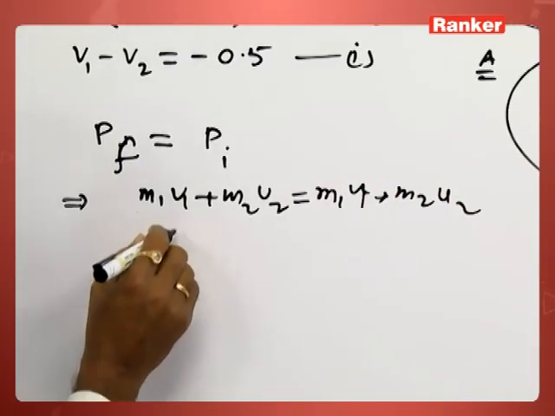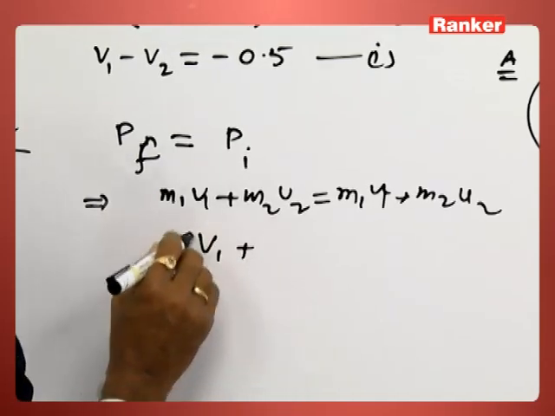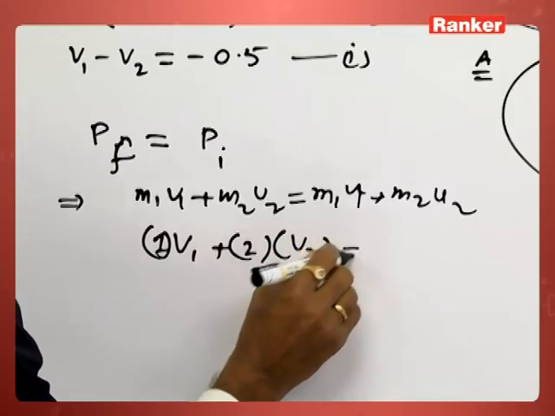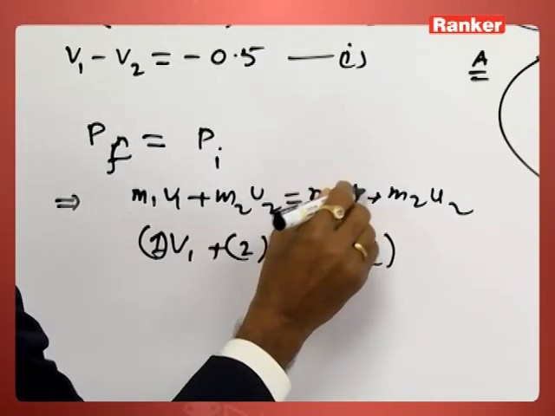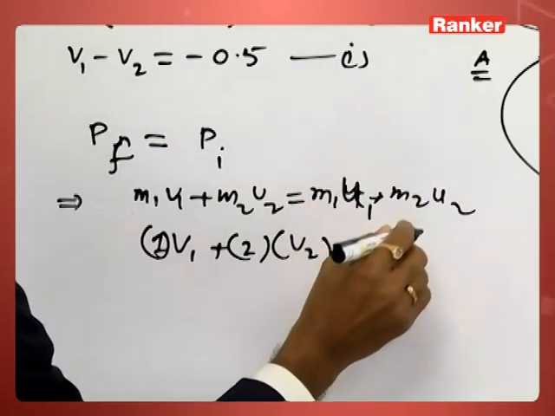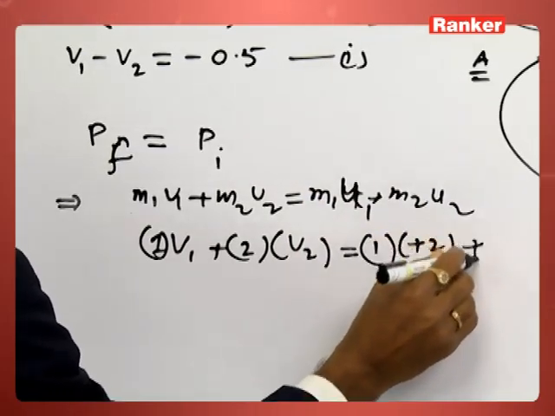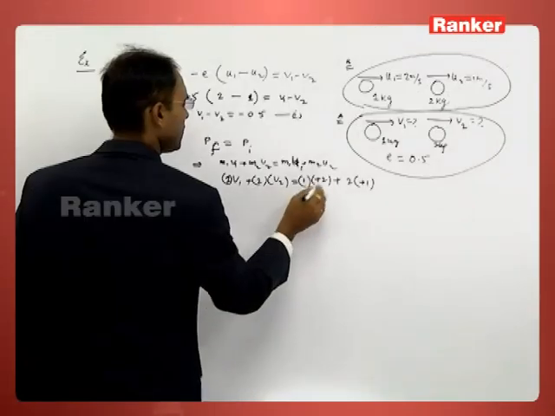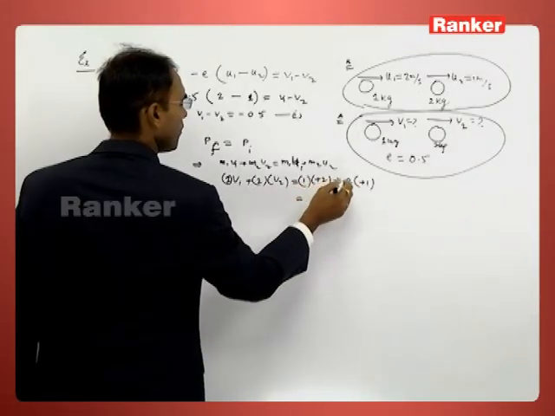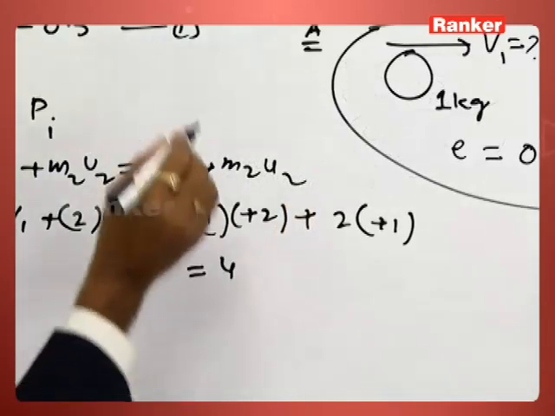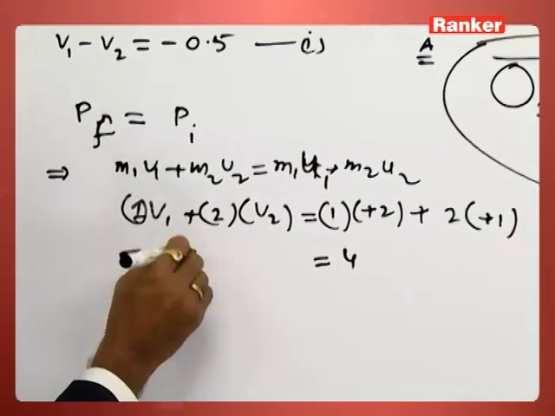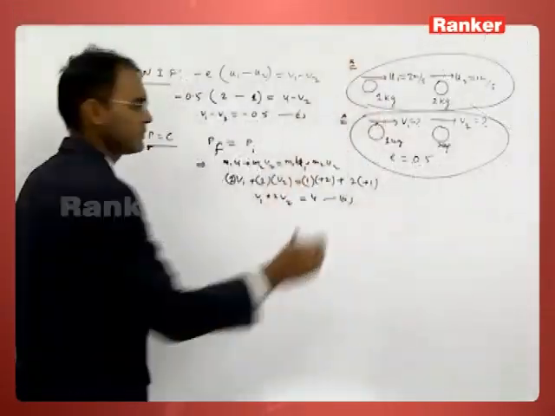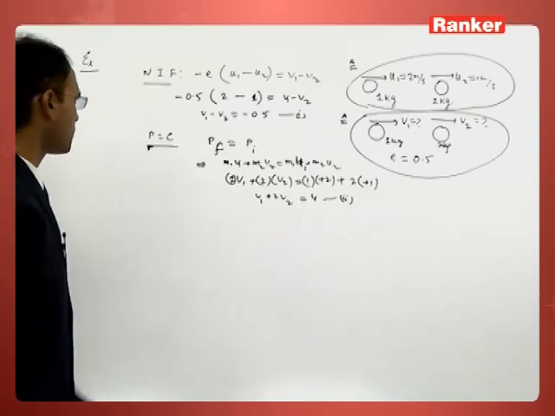m1 is 1, v1 is v1, m2 is 2, v2 is v2, m1 is 1, u1 is plus 2, m2 is 2, u2 is plus 1. So, you are getting 1 into 2, that is 2, plus 2 into 1, that is 2, 2 plus 2, 4. So, v1 plus 2v2 equals 4. Simple technique. We are getting two equations, and you just have to solve them.